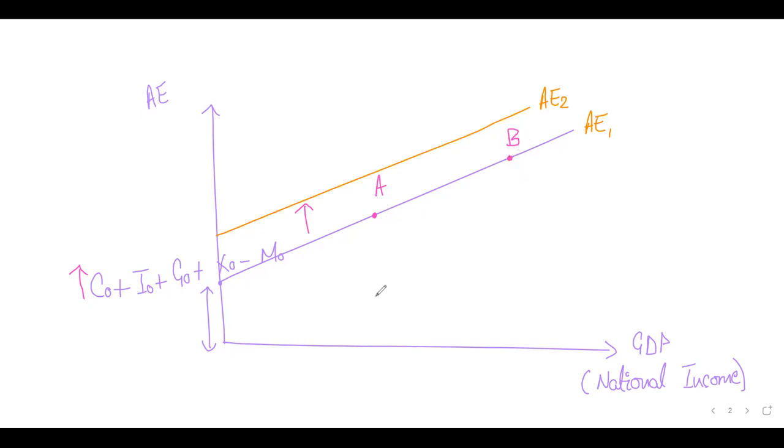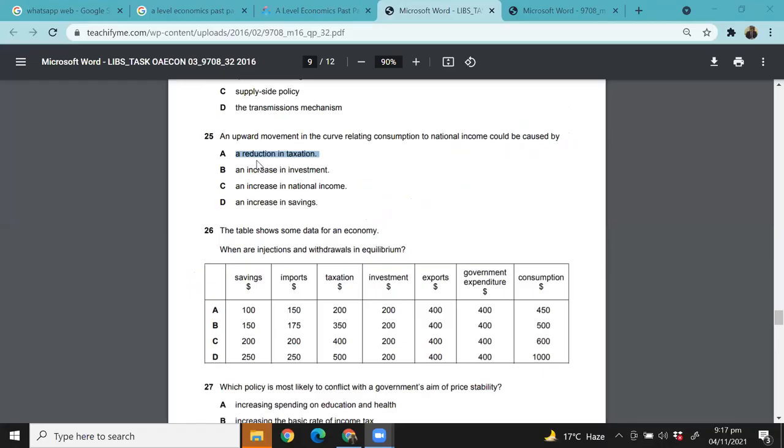So movement along the curve is because of a variable that is already present in the graph. And what variable is this? National income. Is it making sense? Students, are we good? So increase in national income should be the answer.